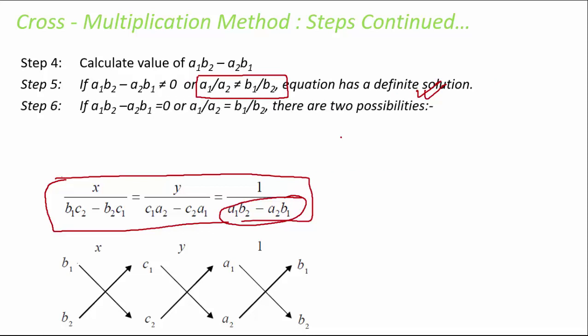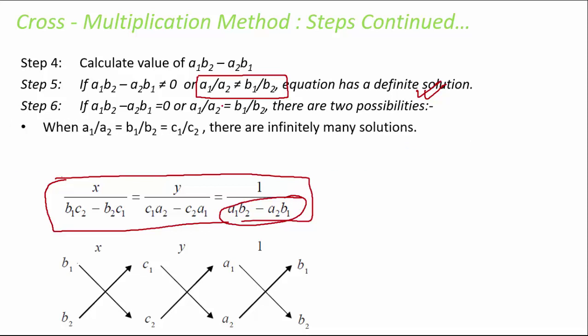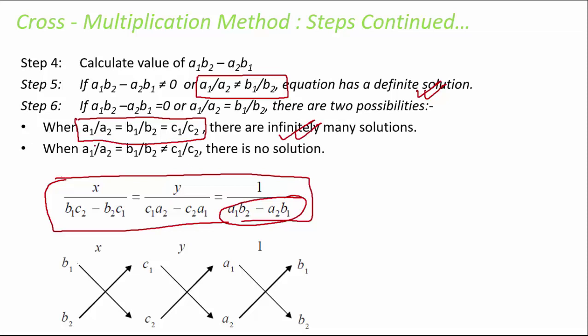But if a1 by a2 is equal to b1 by b2, in that case we again have two possibilities. One possibility could be a1 by a2 is equal to b1 by b2 is equal to c1 by c2. In that case we have infinitely many solutions. And if a1 by a2 is equal to b1 by b2 but is not equal to c1 by c2, in that case we have no solution. Right, so we saw that in each of these methods, whether it is substitution or elimination or cross multiplication, everywhere we have these possibilities: definite solution, in certain scenarios infinitely many solutions, and in certain other scenarios no solution at all.